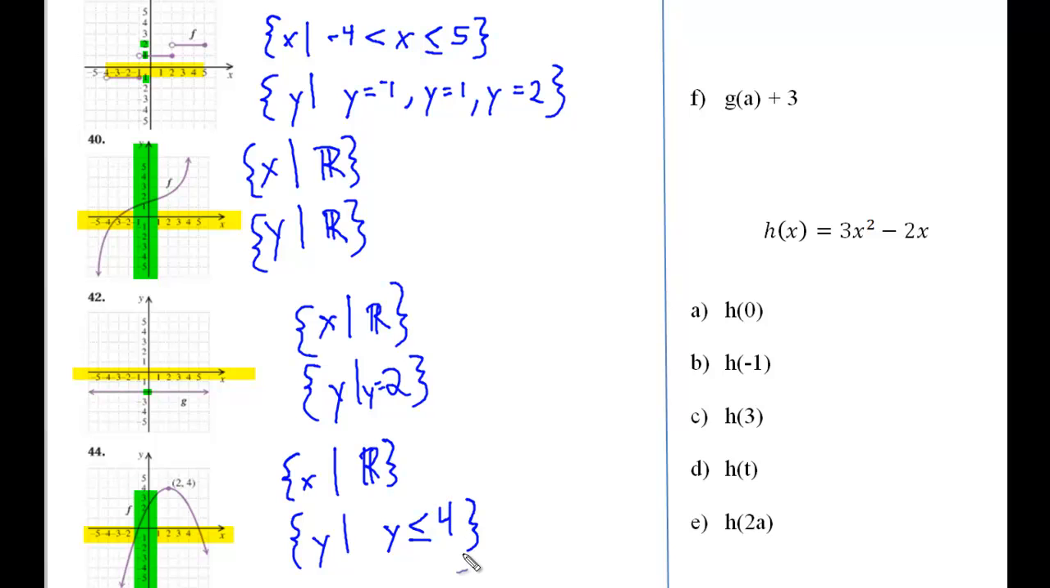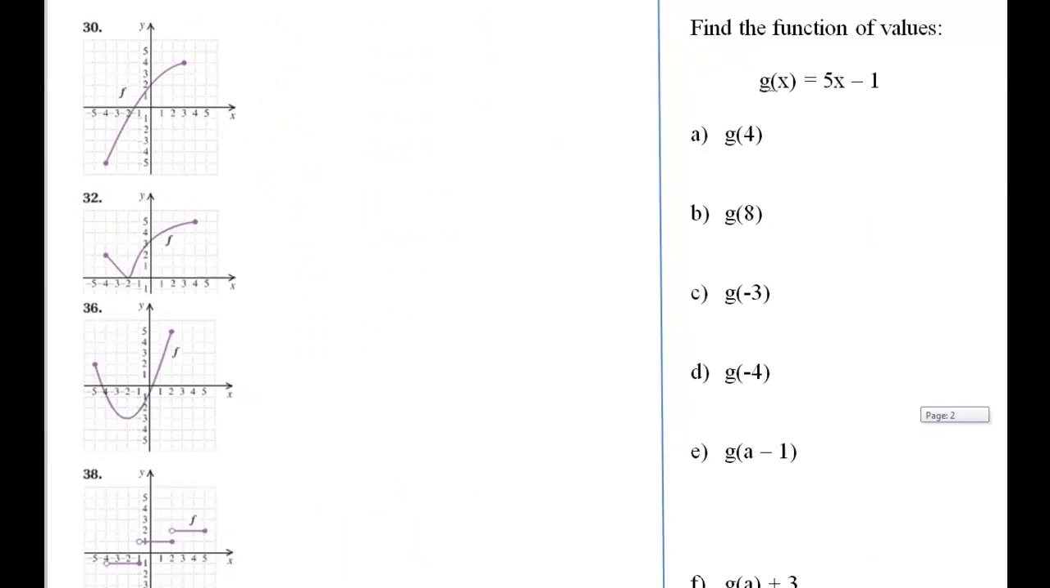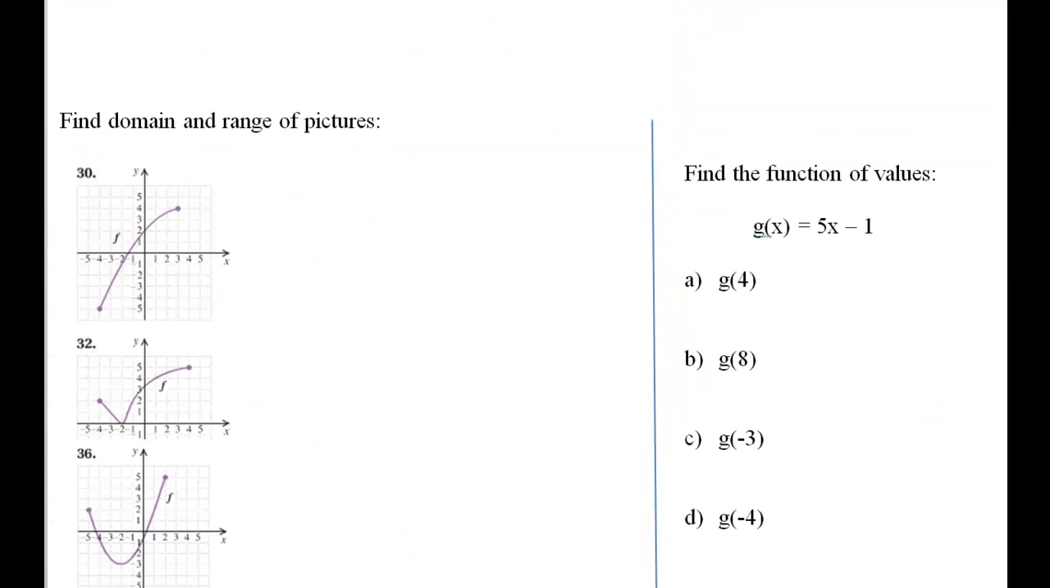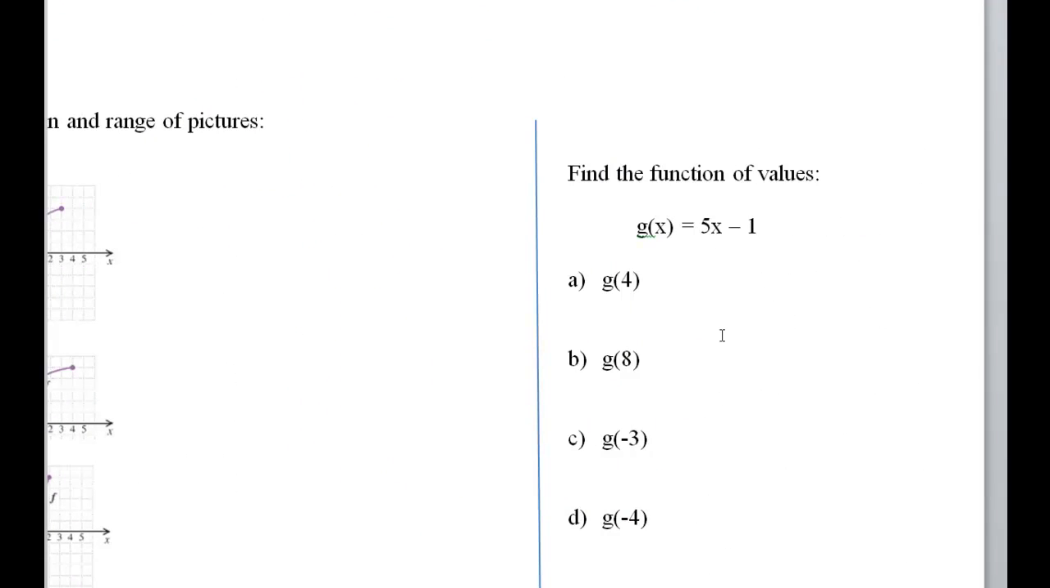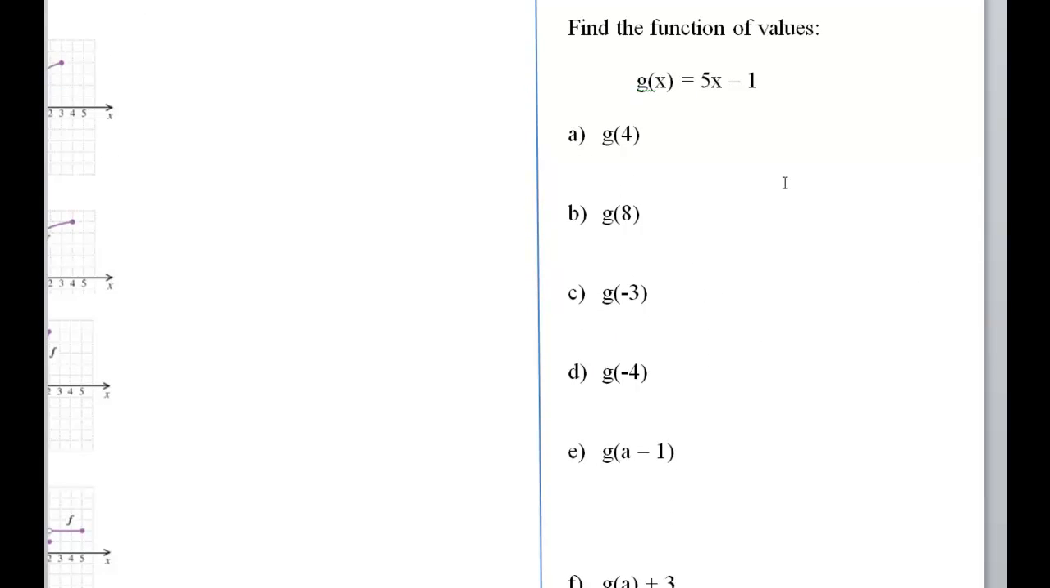All right, and this chapter is definitely going to give you a workout, so please send me questions if you have any. But before we finish, we've got one more section to do, and let's focus on the right-hand side of the worksheet here. Find the function values. What we're going to do here is just plug these into the equation to figure out what they are. These are relatively quick and easy problems.